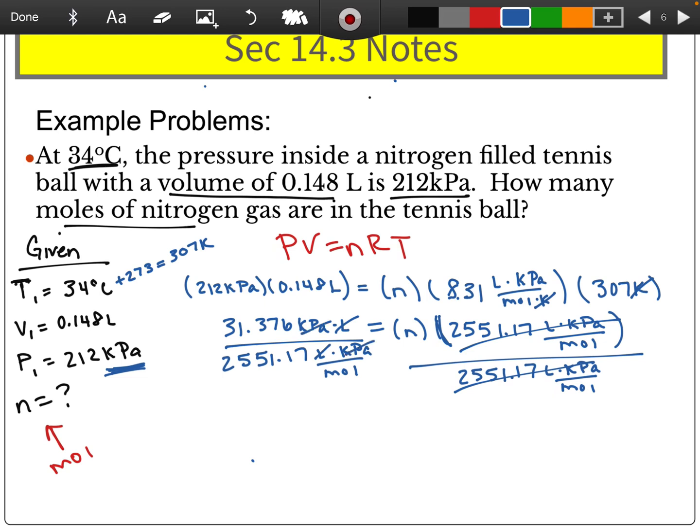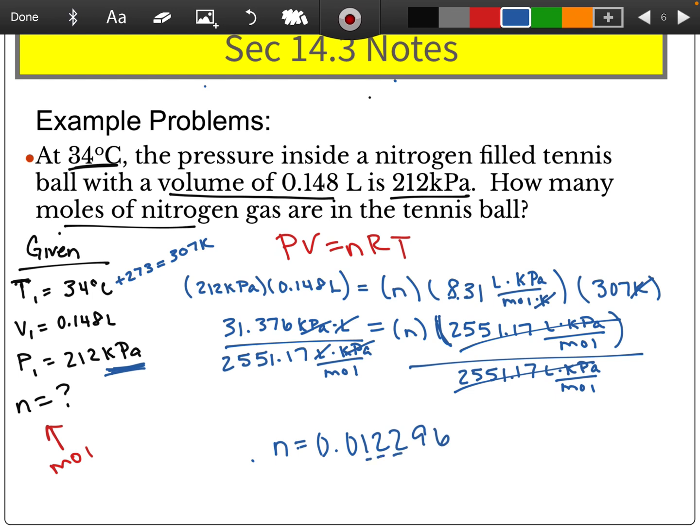And then liters cancels out, kPa cancels out, and then we're left with moles, which is what we want. So 31.376 divided by 2051.17, and we get a value of 0.012296. For sig figs, all of our numbers have 3 sig figs.